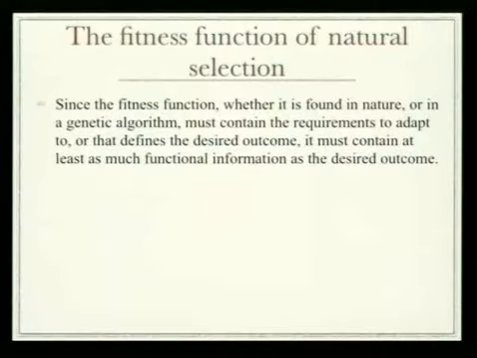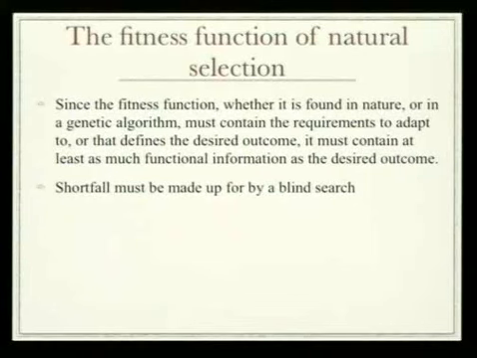Now, with that in mind, since the fitness function, whether it's found in nature or in genetic algorithms, must contain the requirements to adapt to, or that define the desired outcome, it must contain at least as much functional information as the desired outcome. If it falls short, that shortfall must be made up for with a blind search.